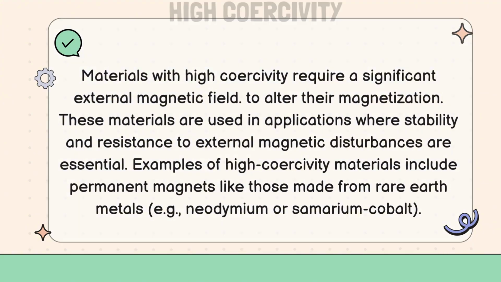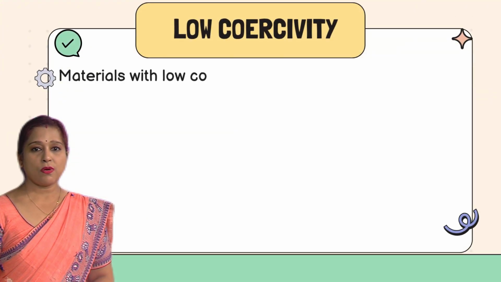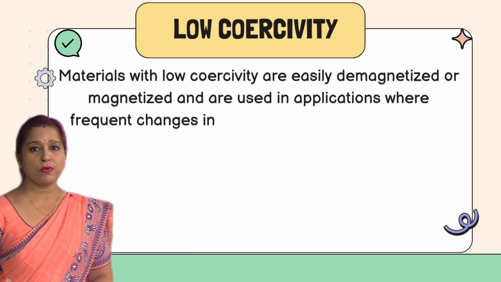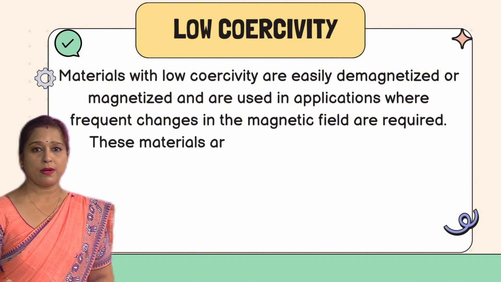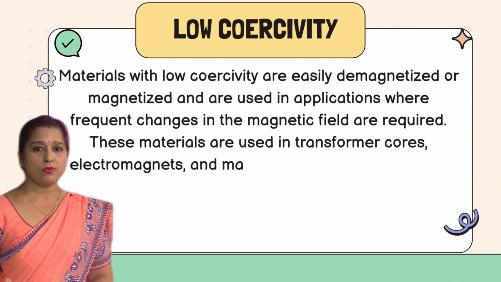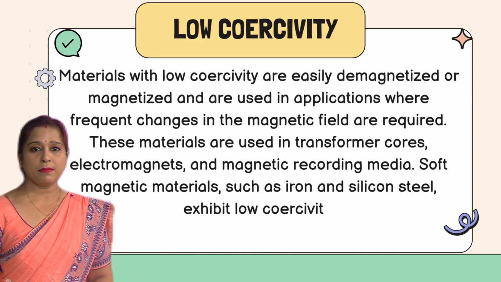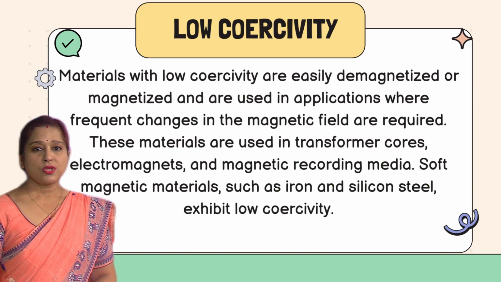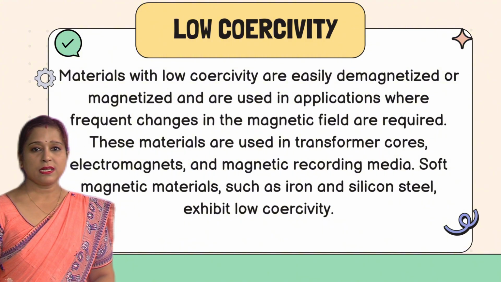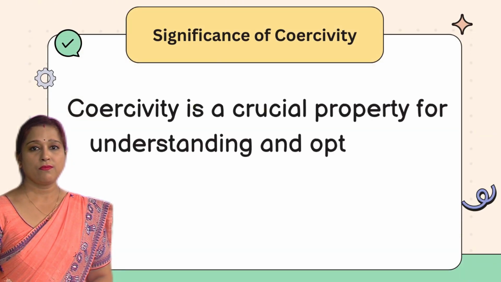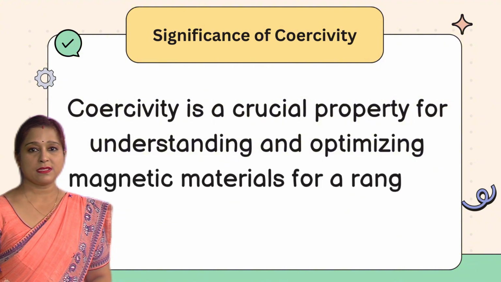The materials with low coercivity are easily demagnetized or magnetized and are typically used in applications where frequent changes in the magnetic field are required. These materials are often used in transformer cores, electromagnets, and magnetic recording medium. Soft magnetic materials such as iron, silicon, steel exhibit low coercivity. Coercivity is a crucial property for understanding and optimizing magnetic materials for a range of practical applications.